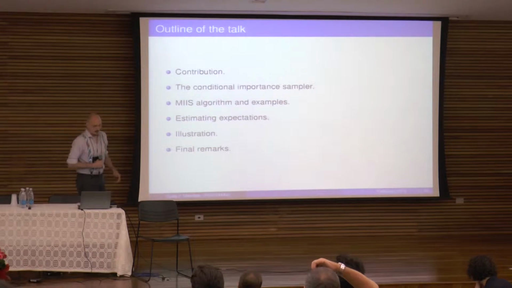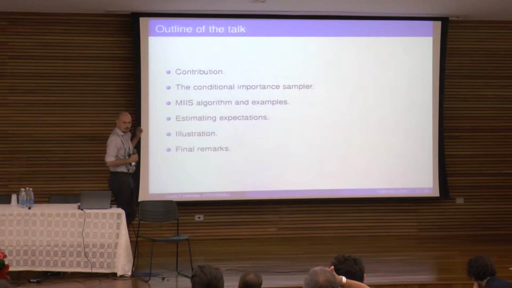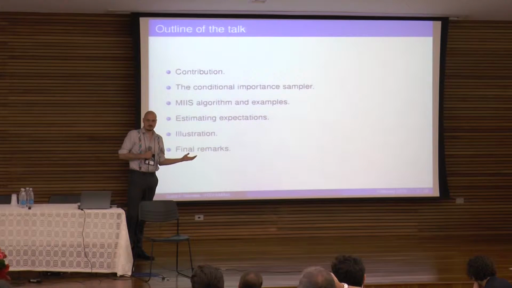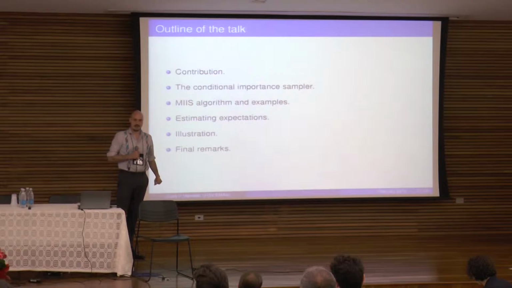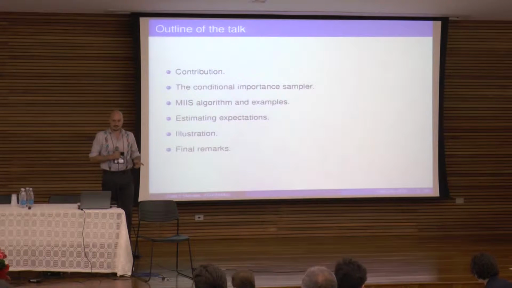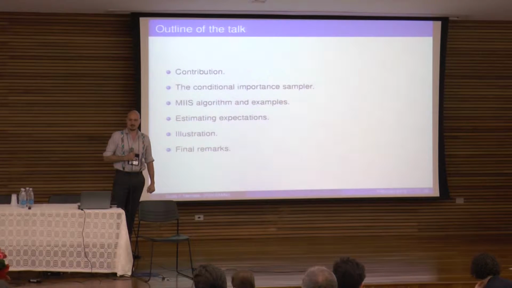So let's start. The outline is pretty standard. I'm going to first say what my contribution is. Then I'm going to talk a little bit about the main building block of the algorithm, which is called the conditional importance sampler. Then I'm going to explain the algorithm, talk a little bit about estimating expectations, which is one of the biggest advantages of our method, and then some illustrations.